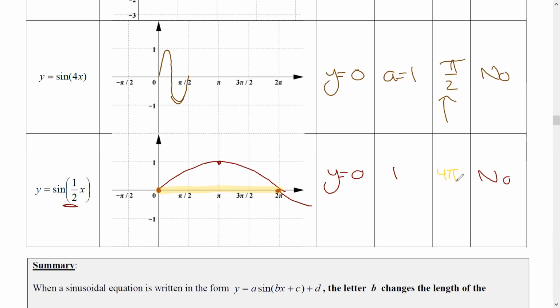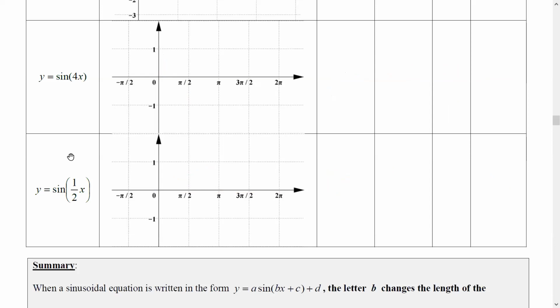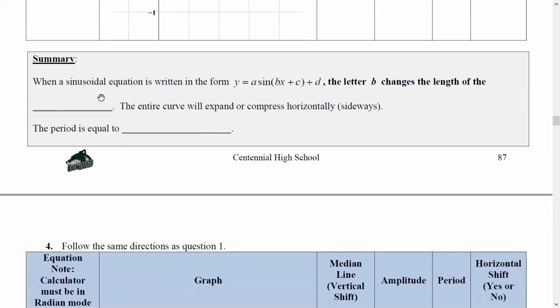So what is the rule here? This is the trickiest one. Maybe some of you have figured it out. It's a little difficult. When a sinusoidal equation is written in this form, the letter B changes the length of the period. Okay, we got that figured out. It expands or compresses horizontally, so it's making it take longer, or more frequent or less frequent is another way to say that.